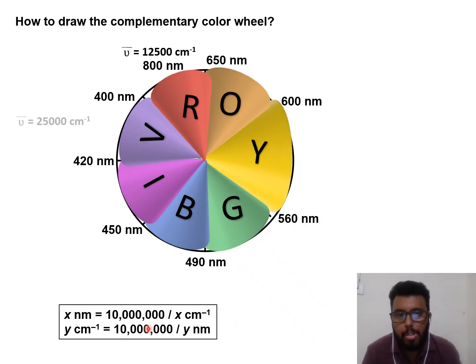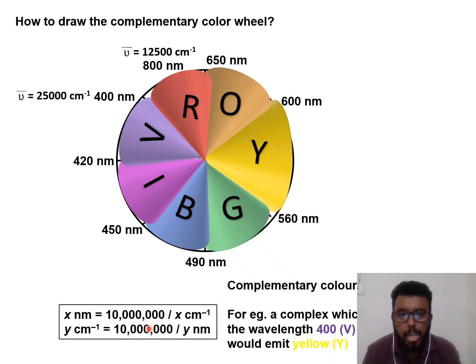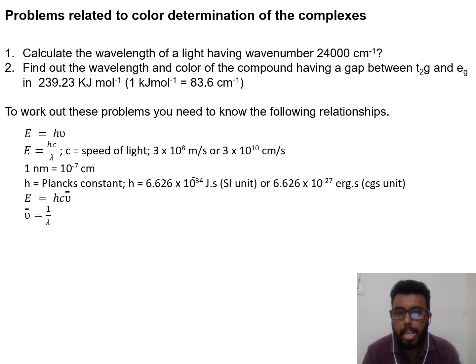And then 12,500, which I already showed you, and then 25,000. So the complementary color: for example, if a complex absorbs at the violet, meaning between 400, say at a wave number of 25,000 centimeter inverse, you know the wave number now, so just apply it in this equation and you will get the wavelength. That will be 400 nanometer. That corresponds to violet. What is the complementary color of violet? Yellow. So obviously this complex will emit yellow color.